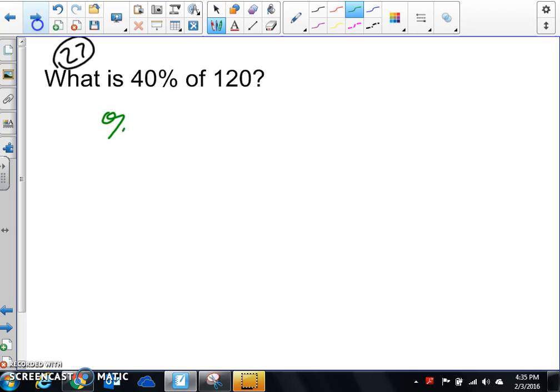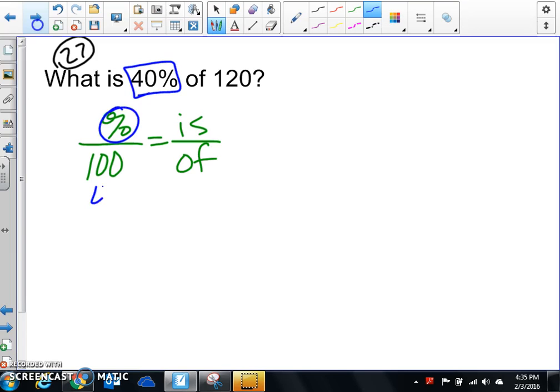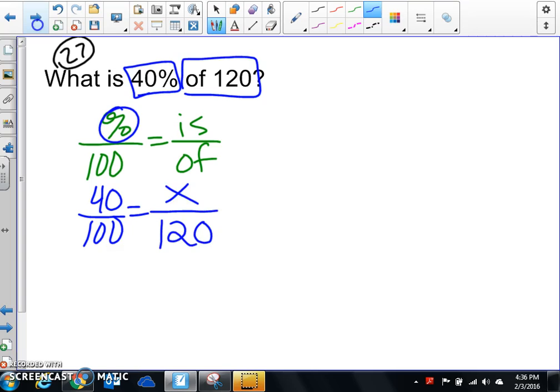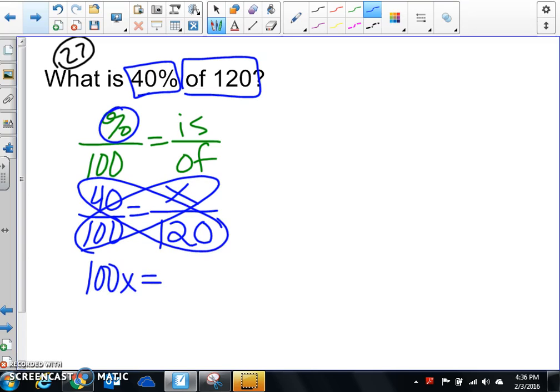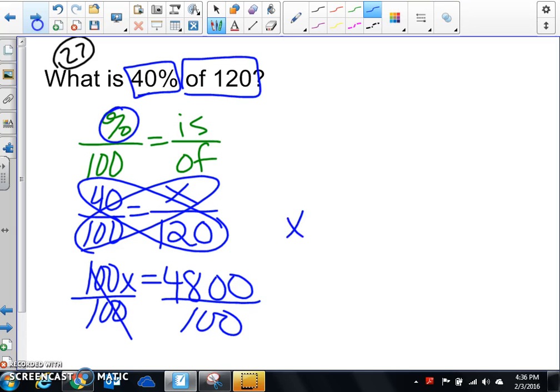Percent over 100 equals is over of, or you could do it backwards, it doesn't matter. So 40%, percent goes up here, so 40 over 100 of 120, of is on the bottom. Now I cross multiply. 100 times x is 100x. 40 times 120 is 4800. And then you divide both sides by 100. So x equals 48.